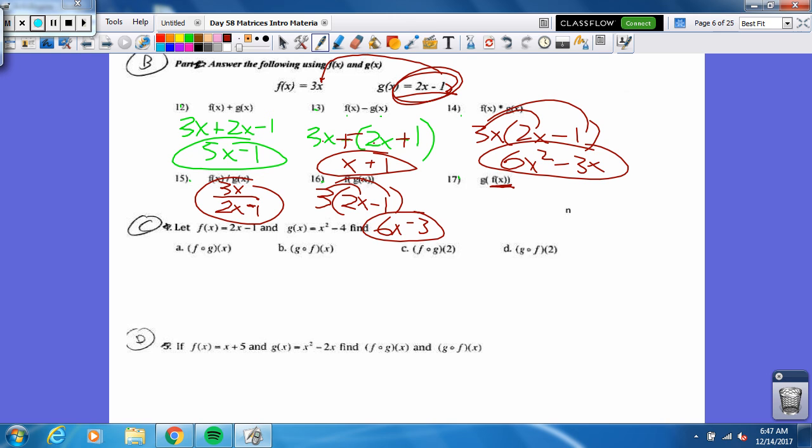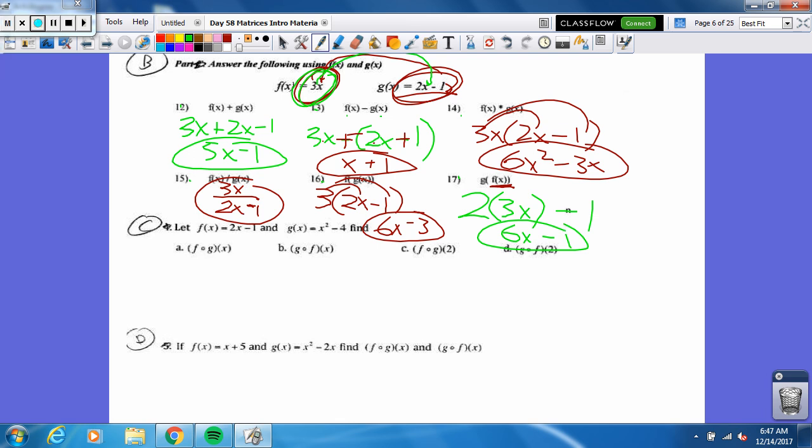Then I have g of x right here. So f of x is going to go into g of x. So this right here, f of x is going to go into this x. So it's 2 times 3x minus 1. That's going to be 6x minus 2. Got it. Okay, so a couple more challenging ones, okay?